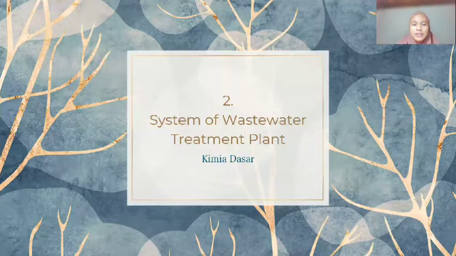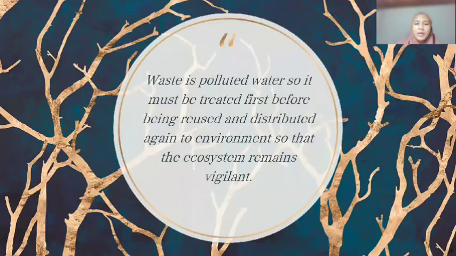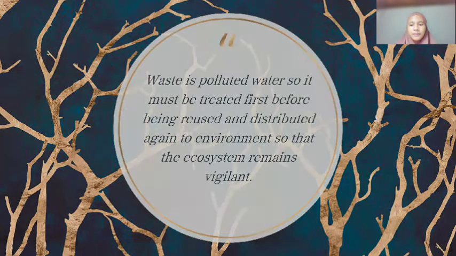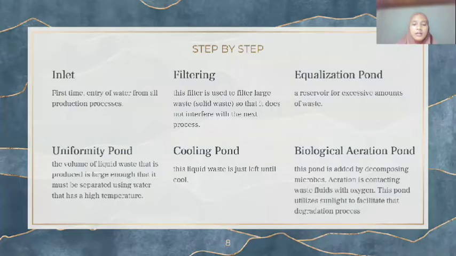Number 2. System of wastewater treatment plant. Waste is polluted water, so it must be treated first before being reused and distributed again to the environment so that the ecosystem remains safe. The following are some of the processes in the wastewater treatment plant. Number 1. Inlet. First, entry of water from all production processes.